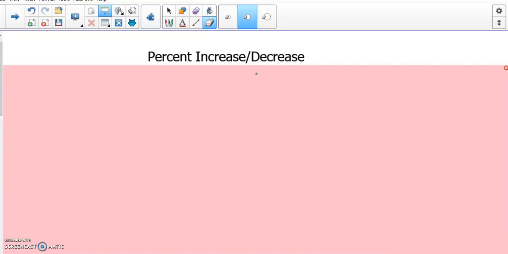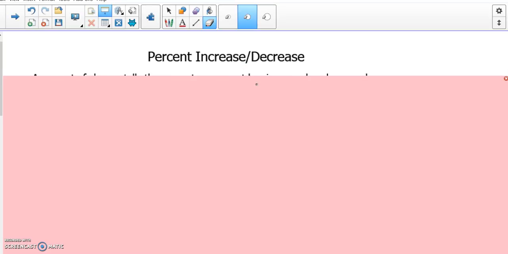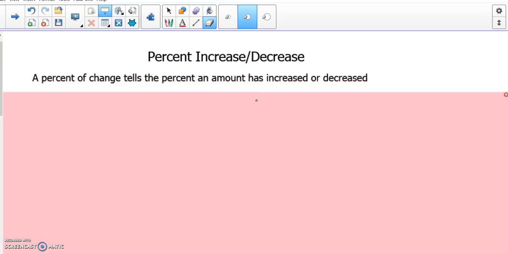Welcome back, everyone. In today's video, we're going to talk about the percent of increase-decrease, also known as the percent of change. And to get the lesson started, we're going to take a look at the definition of the percent of change. So percent of change simply tells us that the percent and amount has increased or decreased.